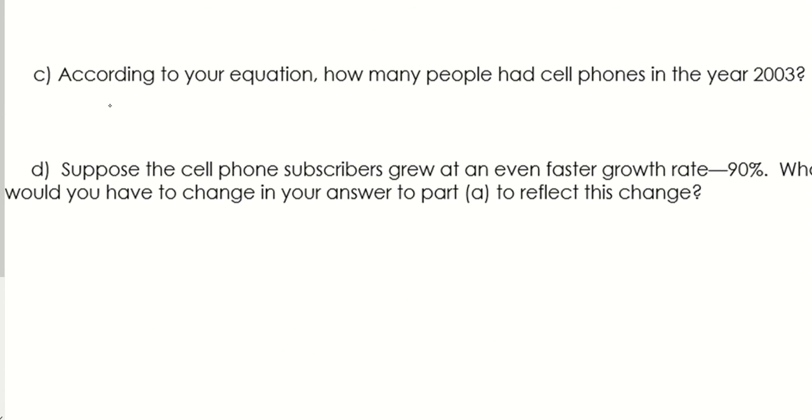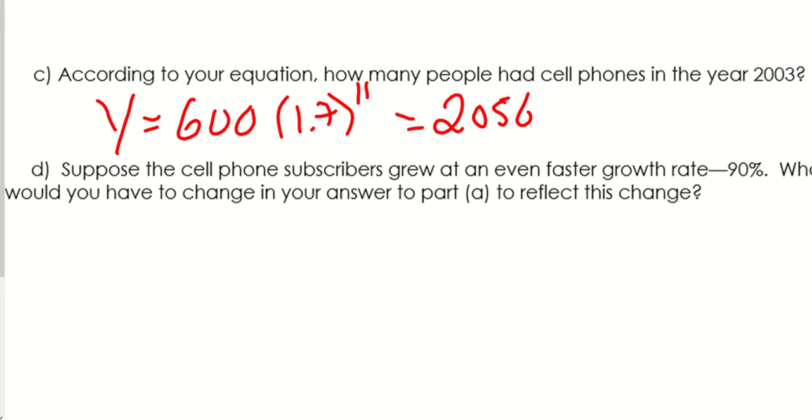Part C, I'm using my equation to figure out how many cell phones or people have cell phones in 2000. So started in 1992, so it's been 11 years. So I'm going to raise it to the 11th power. If you had a different equation and put in 11 for x in your equation and got the right answer, you got credit here. But if you put in this equation, you should end up with 205,631 people.